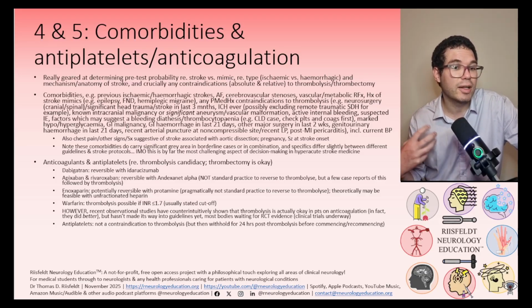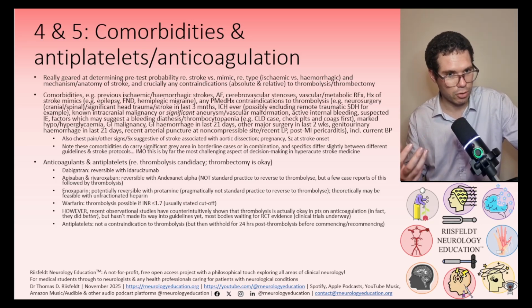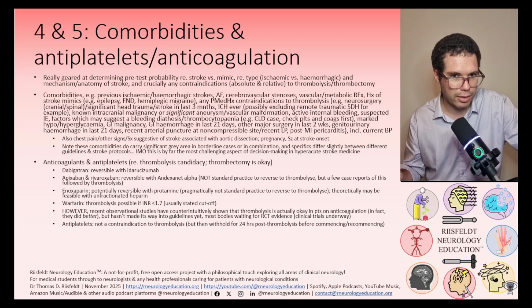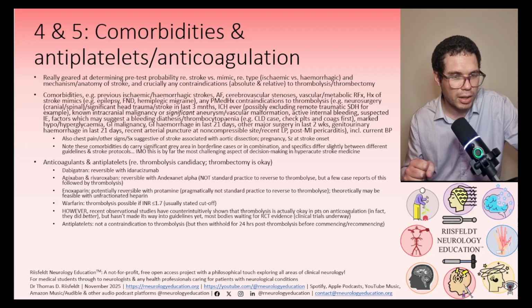If someone's on prophylactic level anticoagulation, such as prophylactic enoxaparin, so 20 or 40 milligrams a day just for DVT prophylaxis, then that's totally fine and that patient can be thrombolyzed. We're talking about therapeutic anticoagulation here.